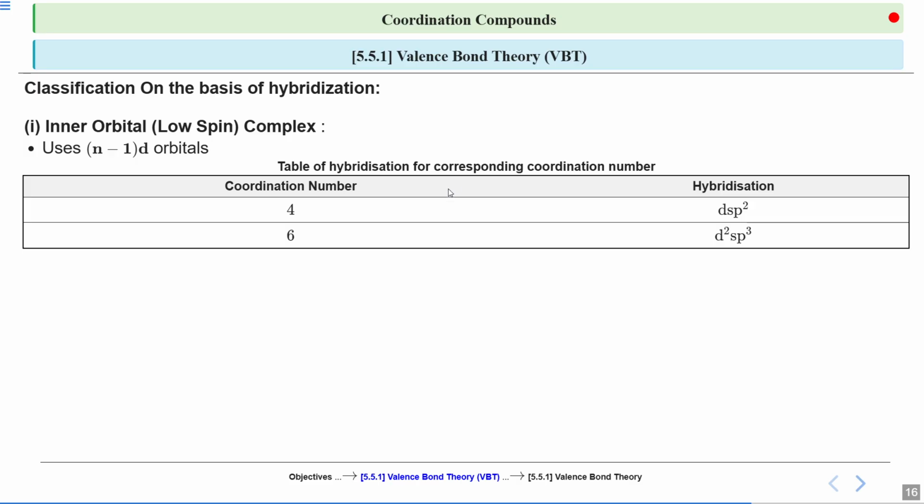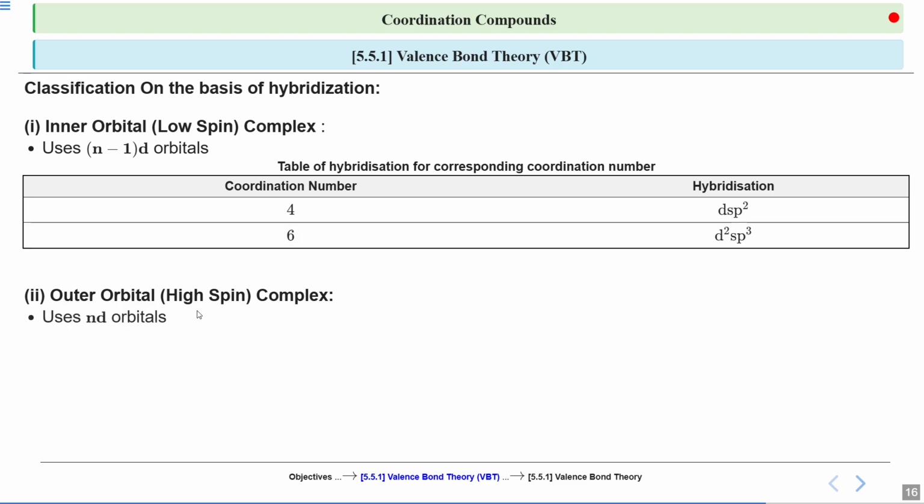This is a table showing the hybridization for a corresponding coordination number. If the coordination number is 4, the hybridization is dsp2. If the coordination number is 6, the hybridization is d2sp3. The second type of complex exists as the outer orbital complex, or you can also call it a high spin complex.